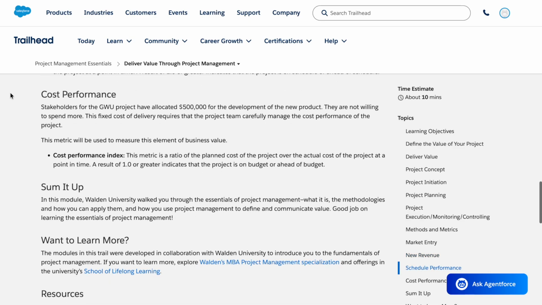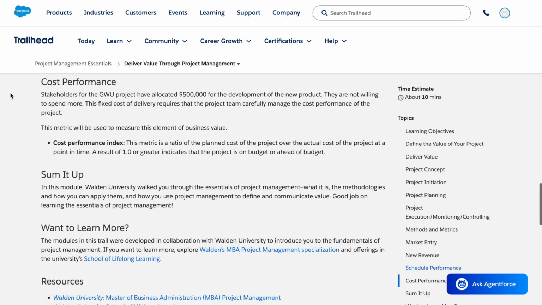Cost Performance Index. Stakeholders for the GWU project have allocated $500,000 for the development of the new product. They are not willing to spend more. This fixed cost of delivery requires that the project team carefully manage the cost performance of the project. This metric will be used to measure this element of business value.